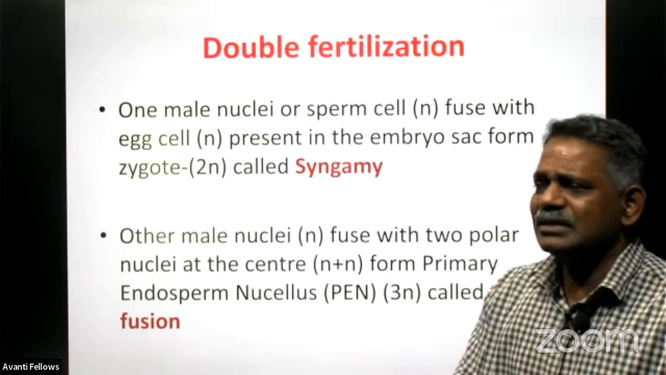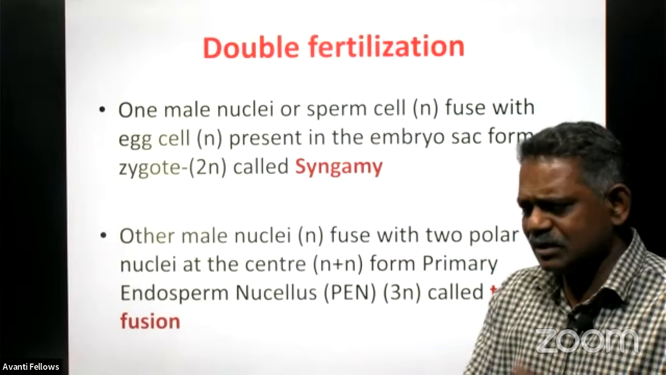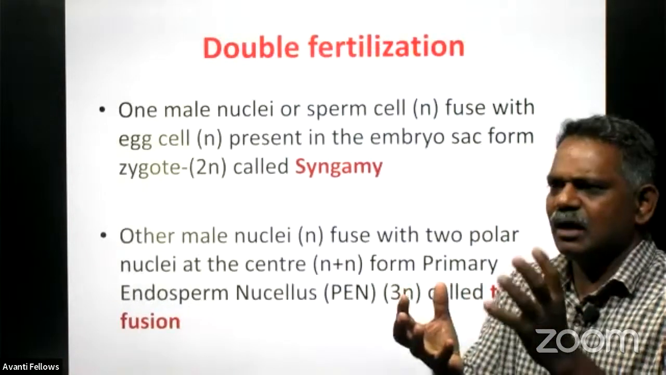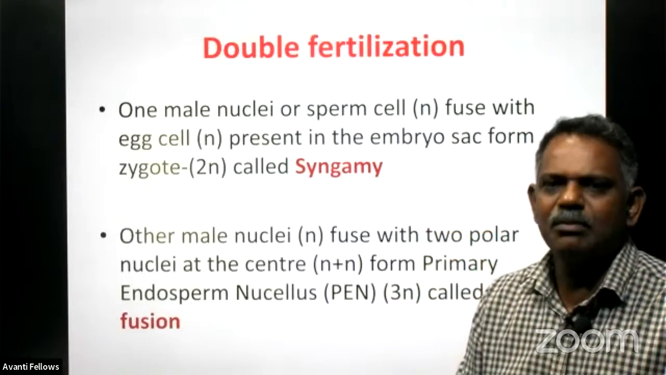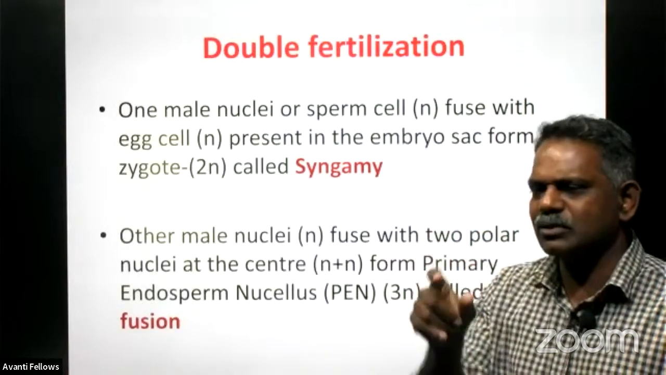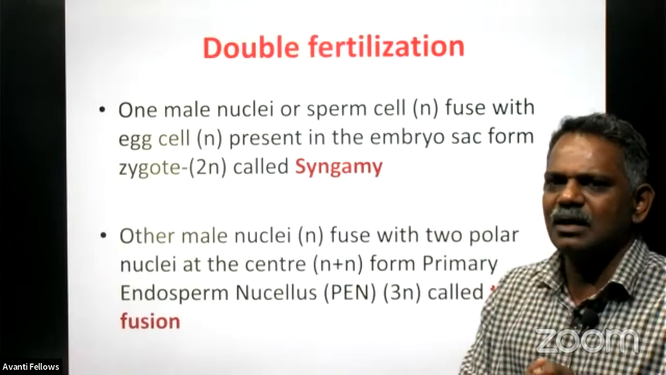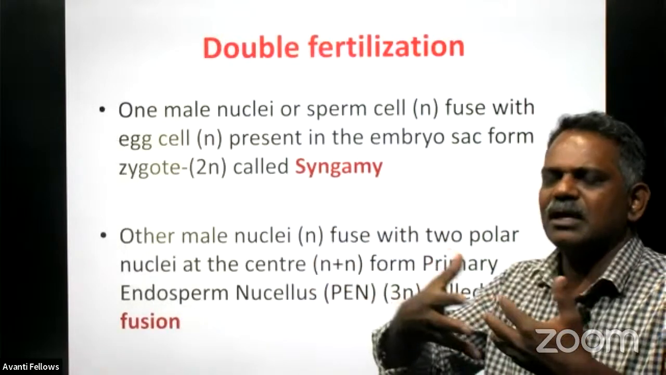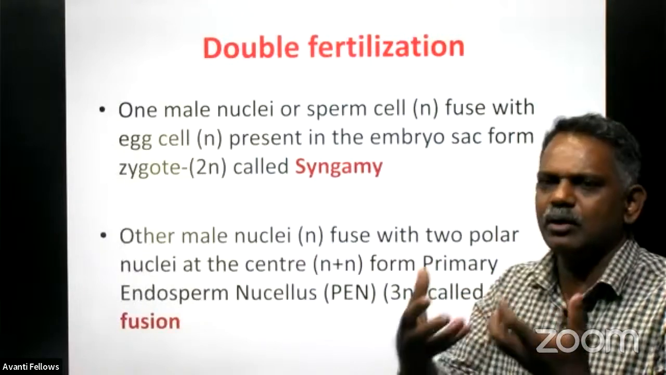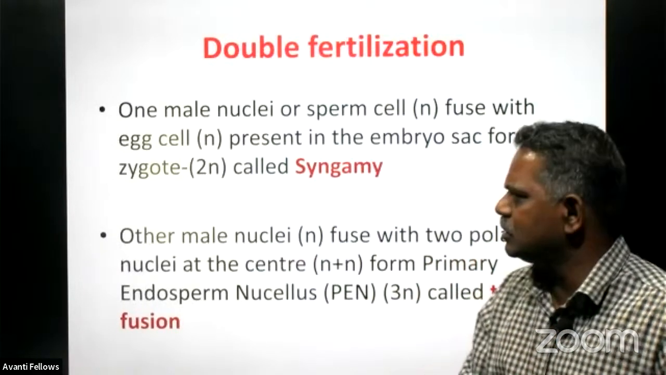But before the syngamy, sometimes there is a chance for the two polar nuclei present exactly at the center of this embryo sac to fuse. Remember, in the embryo sac there are two nuclei at the center, and both are haploid only. And even before syngamy, there is a chance for both polar nuclei to fuse together to form a diploid cell.